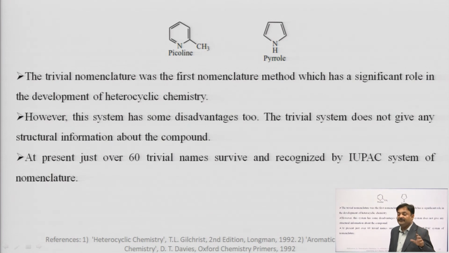However, the system has some disadvantages. What are the disadvantages? The main disadvantage is that by the name of a heterocyclic compound in this system we cannot predict any structural information and its properties. Mainly structural information. Although this method has the disadvantage of lacking structural information, till now more than 60 trivial names survive and are recognized by the IUPAC system of nomenclature.